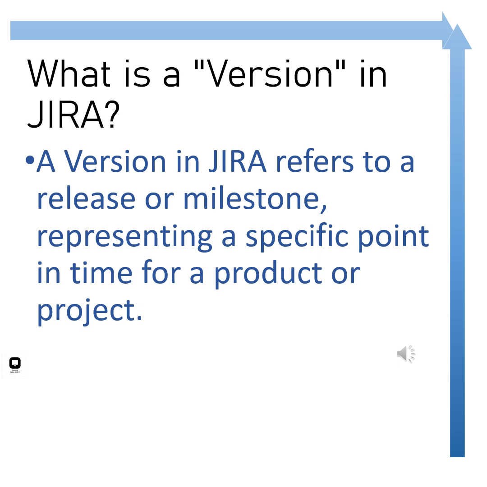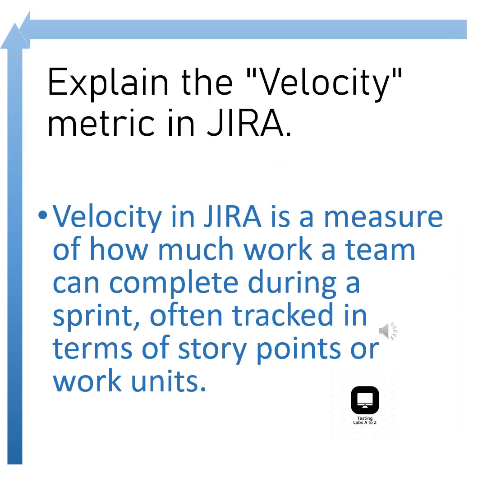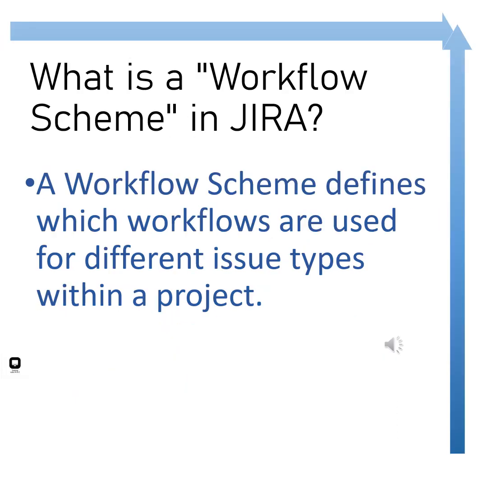What is a version in JIRA? So a version in JIRA refers to a release or milestone representing a specific point in time for a product or a project. Explain the velocity metric in JIRA. So velocity is a metric in JIRA which is a measure of how much work a team can complete during a sprint. So often tracked in terms of story points or work units. What is a workflow scheme in JIRA? A workflow scheme defines which workflows are used for different issue types within a project.